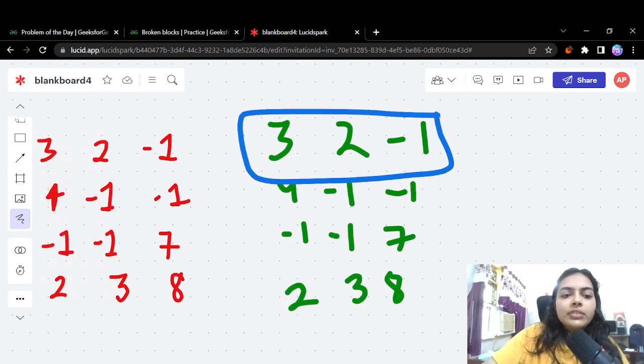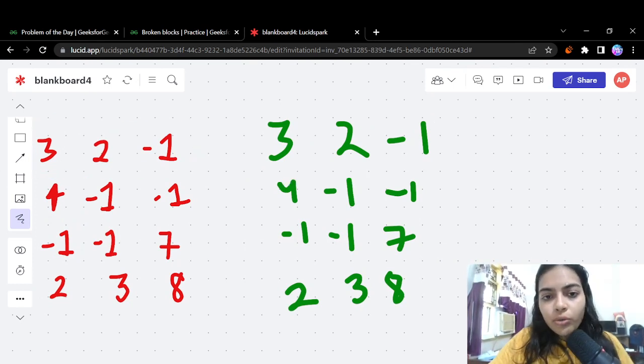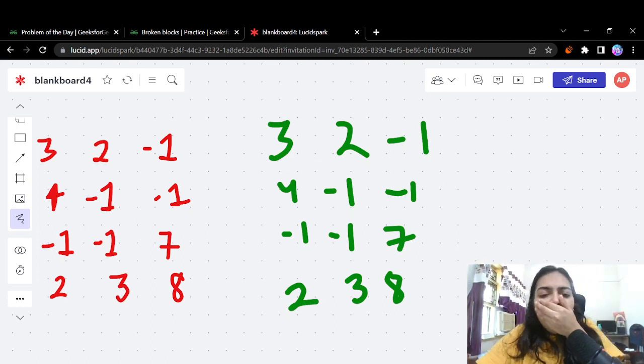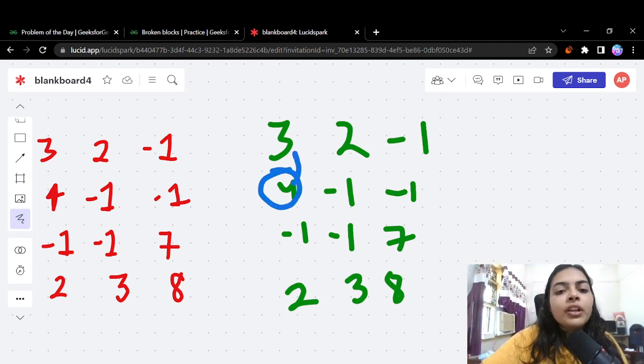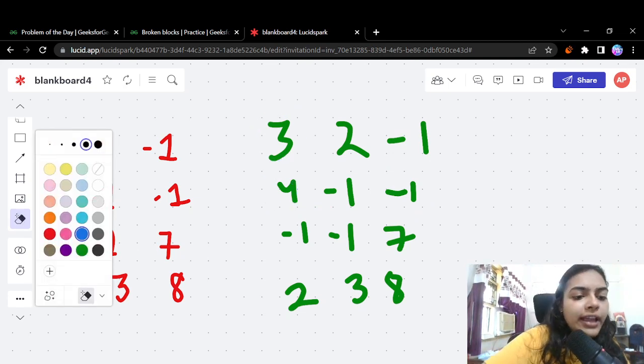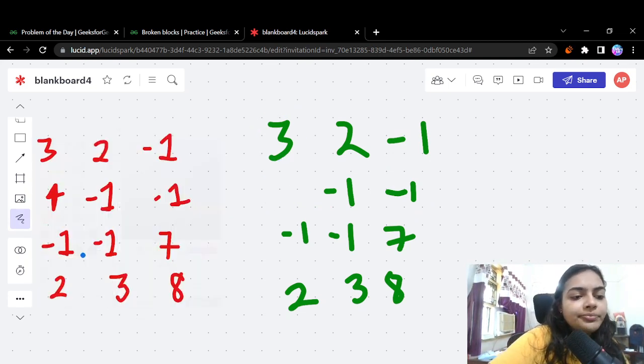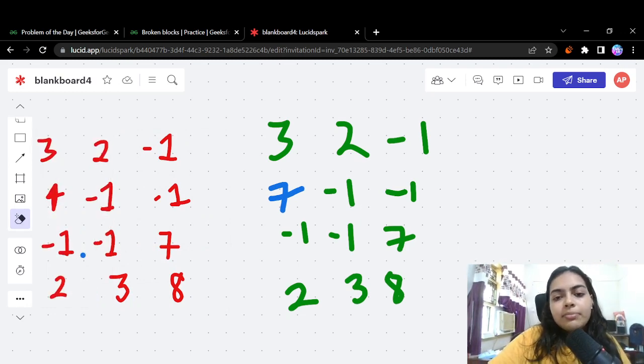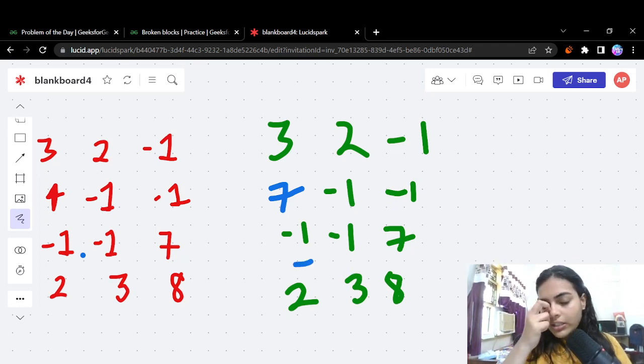First level, the values are going to remain same because there are no previous levels, so 3, 2 and -1. Let's go to the next box. Next box we have 4. 4 plus 3 is 7, so this I can replace with 7. Okay, let me go to the next boxes. This is -1, this is -1, so I can just ignore. Let me go to the next box. This is again -1, this is again -1, so I can just ignore.